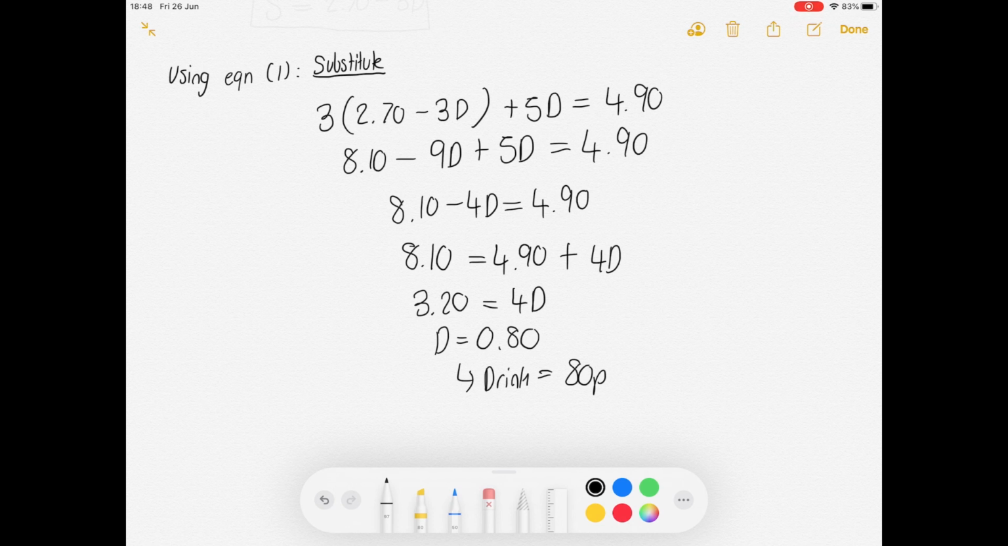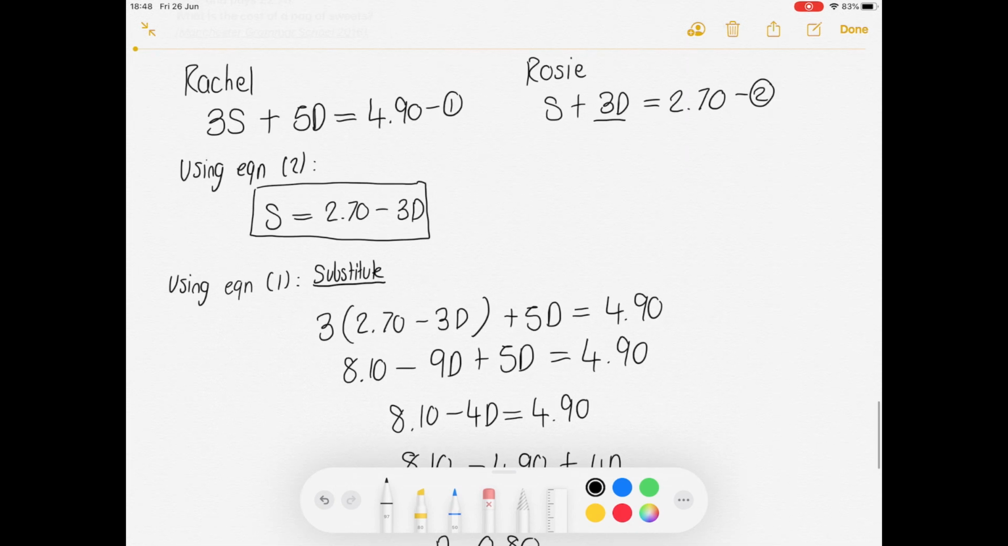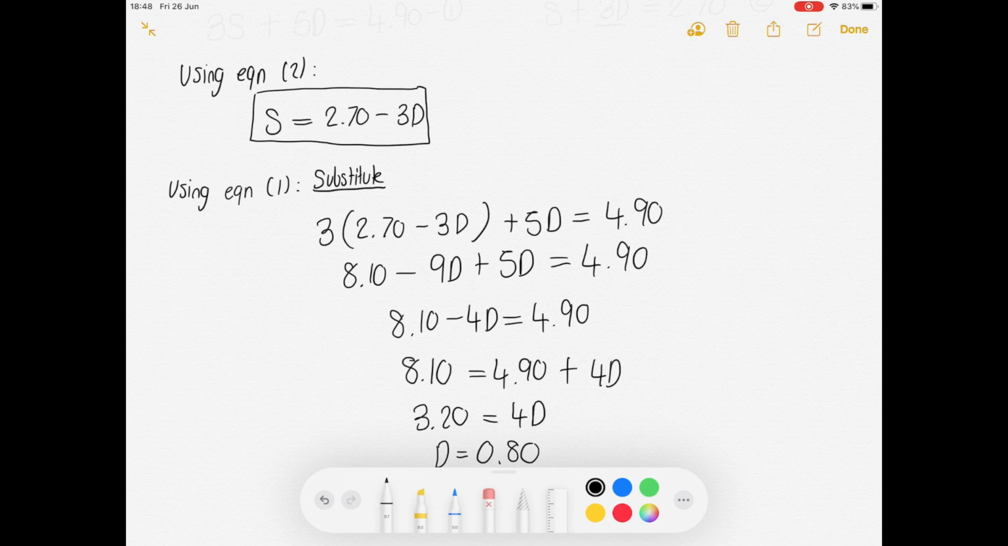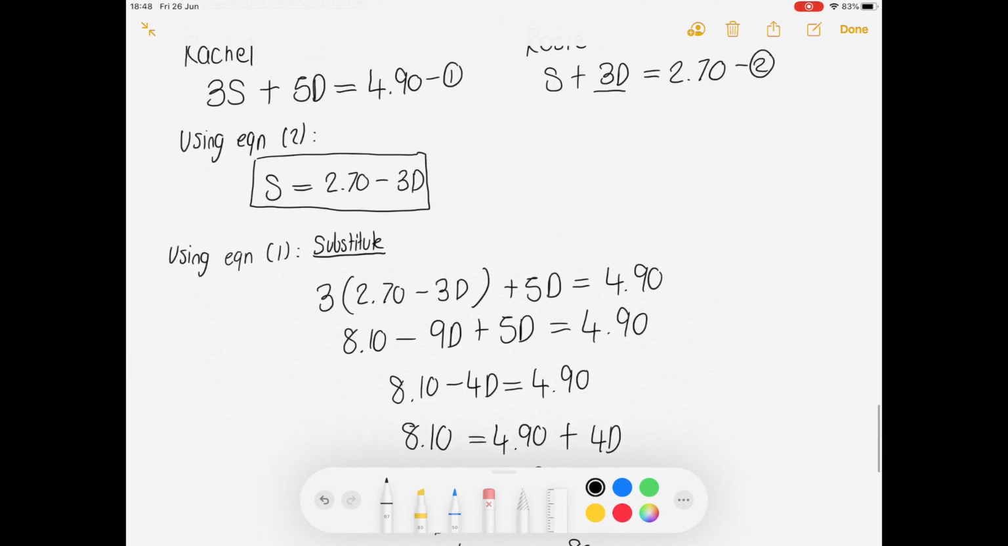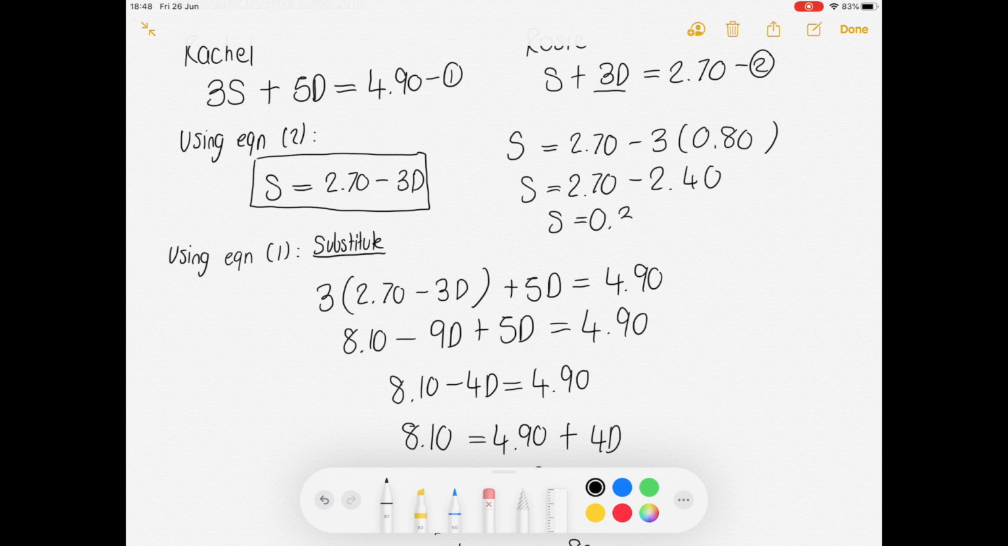Okay, we know how much a can of drink is. This is going to help us find out how much a packet of sweets is. Well, we know from our magic equation that S equals £2.70 minus 3D, and we know that D is 80p. Okay, so now let's just substitute again. So S equals £2.70, take away 3 lots of 80p. Okay, so that means S equals £2.70 minus £2.40. S equals 0.30, which is 30p.